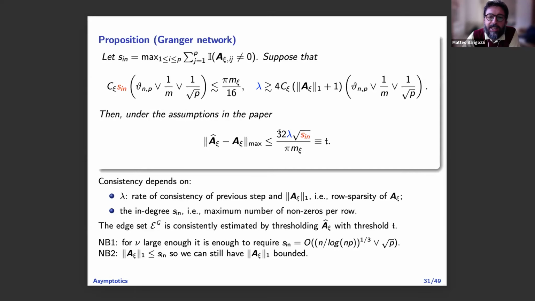This is the rate, this is the error bound that you get, which depends on what? On the penalty lambda, which in turn depends on two things: the rate of the estimation of the spectral density, previous step, and then this thing, the L1 norm of A_xi. A_xi is not symmetric, so the L1 norm controls the row sparsity because estimation is row by row. Okay, so that's what you care about. And then it depends on the square root of the in-degree, which is the maximum number of non-zeros per row.